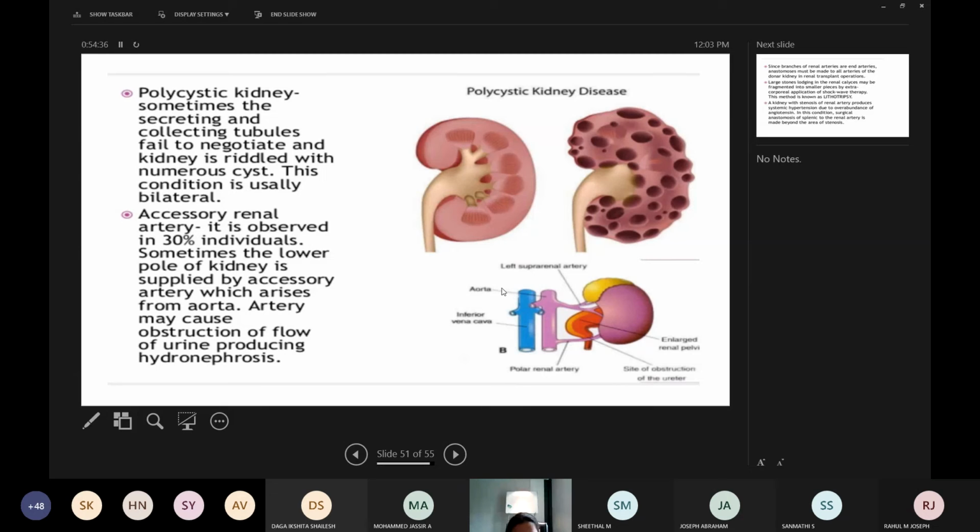The accessory renal arteries are common in 30% of the individuals. The accessory renal arteries are very important in case of renal transplantation. They play a major role. If the accessory arteries are blocked, that part won't get the blood supply properly. And these accessory arteries may block the ureter sometimes, like you can see here.